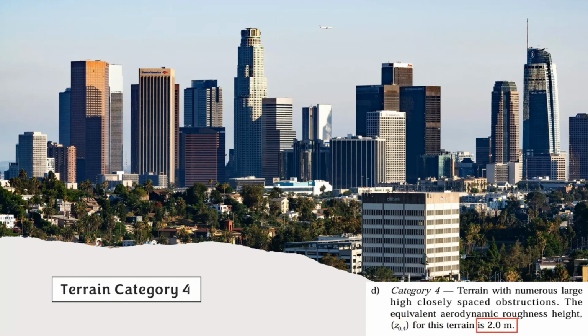So this aerodynamic roughness is different for all the categories. For category 1 it is 0.002 meter, for category 2 it is 0.02 meter, and for category 3 it is 0.2 meter, and for this category 4 it is 2 meter.